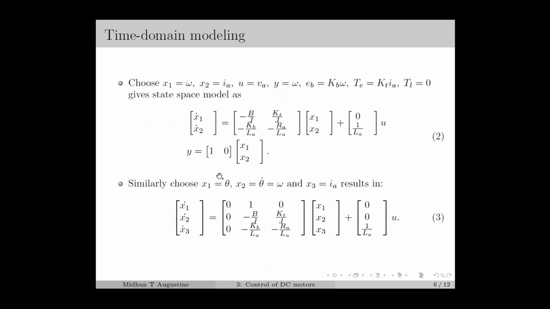Similarly, if we consider the state variable x1 equal to theta, which is the position of the DC motor, x2 equal to theta dot, which is omega, and x3 equal to IA, we can represent the DC motor as a state equation given in equation number 3. So here we have a model as a third order linear state equation. The second state equation is used in the case of velocity control applications, and this one is used in the case of position control applications. Therefore, based on the application, we can select the model of the DC motor.